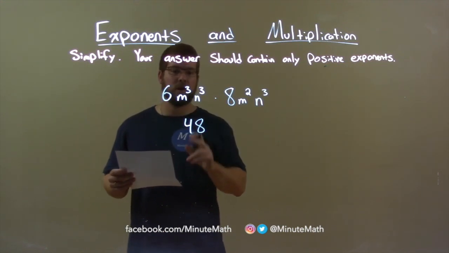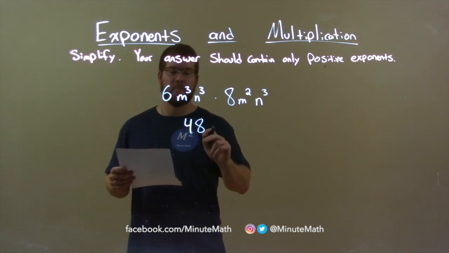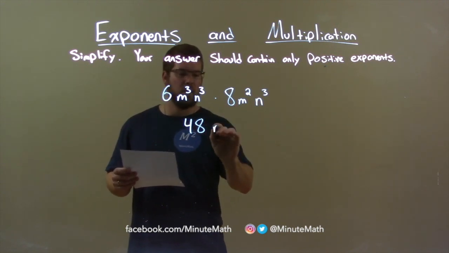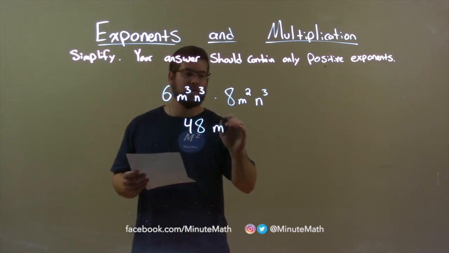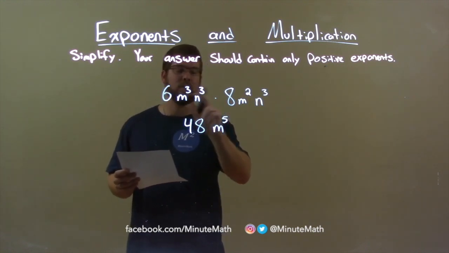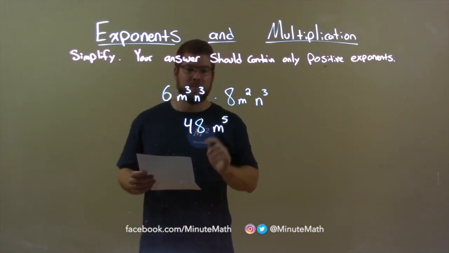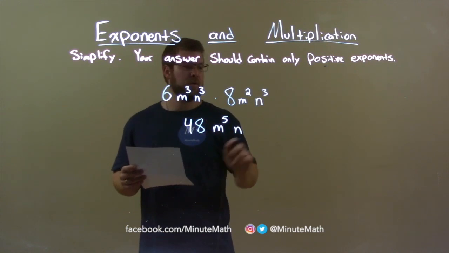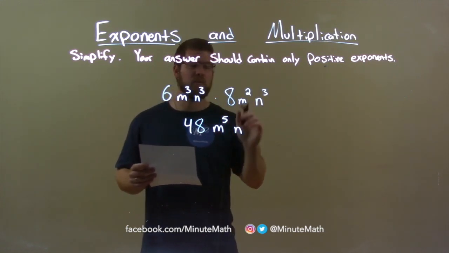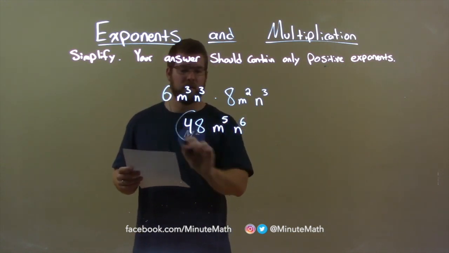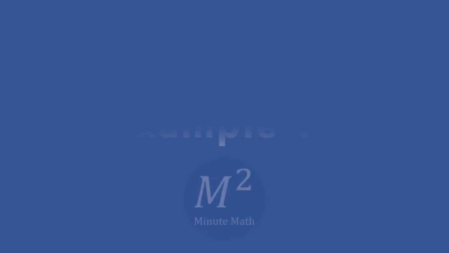M is the first variable, and we can only multiply like variables. M times the m, right? Look at the bases. Well, m to the third power times m squared, we add the exponents, is m to the fifth power. 3 plus 2 is 5. Lastly, let's deal with the variable n. Well, we have n to the third times n to the third. Again, we add the exponents. 3 plus 3 is 6. And so my final answer is 48m to the fifth power times n to the sixth power.